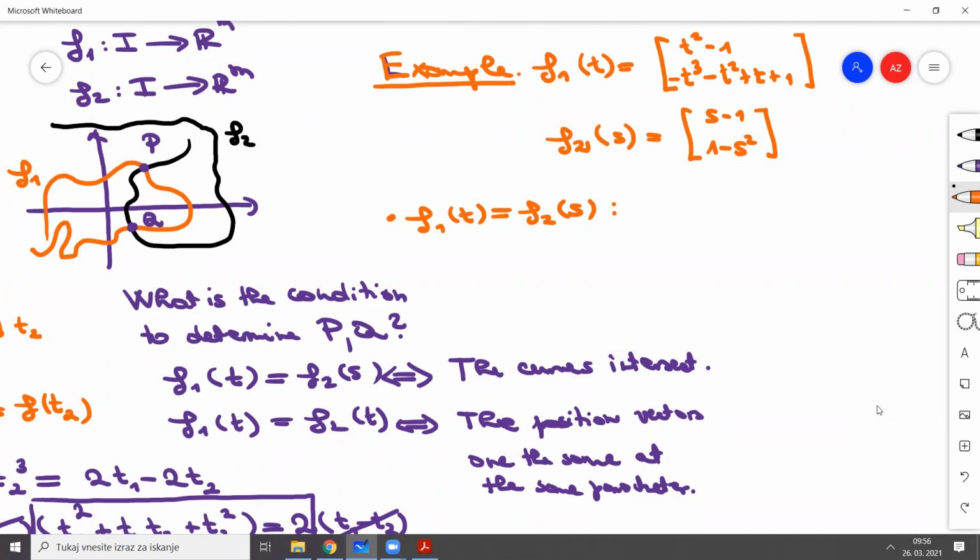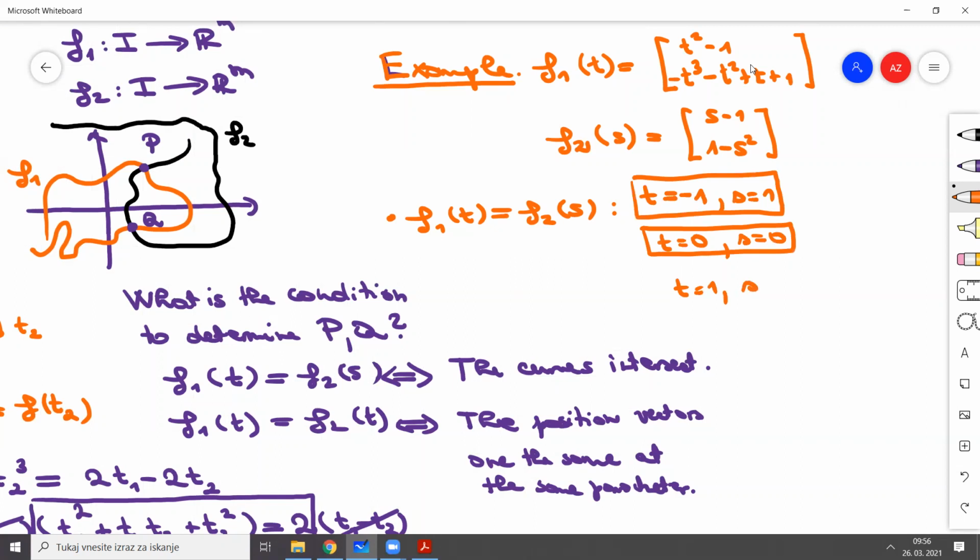What we get is 3 solutions as expected, since the equation of the highest order is of order 3. We can expect that there will be 3 solutions, and the solutions are: t is equal to minus 1, and when t is equal to minus 1, s must be 1. This is the first. The second is t is equal to 0, and then s is equal to 0. And the third is t is equal to 1, s is equal to 1.